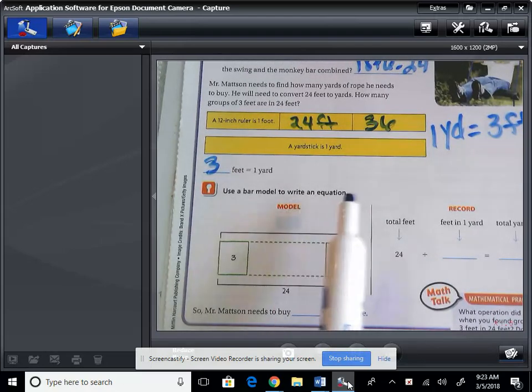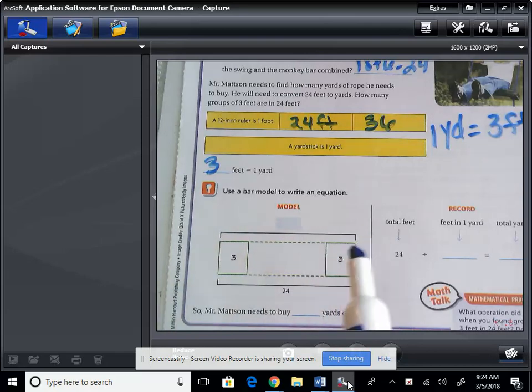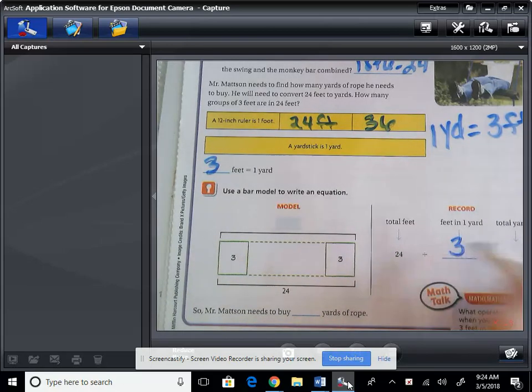Use the bar model to write an equation. So here's our bar model. And we look at it and it says, okay, he needs how many feet? He needs 2 of them. So 24 divided by how many feet are in a yard? By 3. And we get 8. So he needs 8 total yards because he needed 24 feet. And we know that there's 3 feet in a yard. So we had to divide 24 by 3 and we got 8 yards.